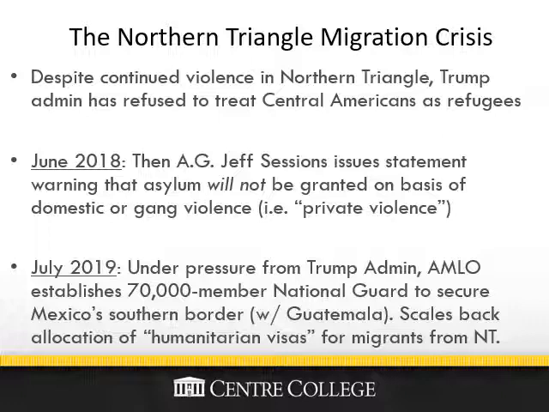However, despite the continued violence in the Northern Triangle, the Trump administration has continually refused to treat Central American border crossers as refugees. So in the summer of 2018, then Attorney General Jeff Sessions, who was portrayed hilariously by Kate McKinnon on Saturday Night Live, issued a very controversial statement warning that asylum would not be granted on the basis of domestic violence or gang violence, which he called private violence.